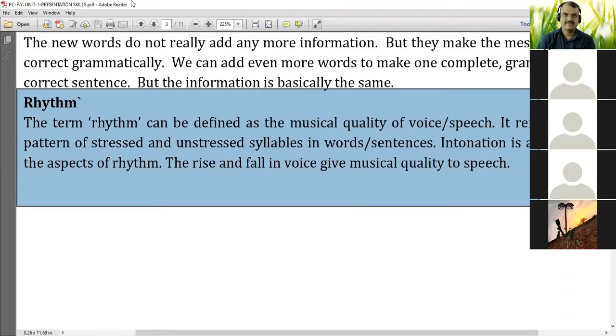Otherwise I will take a name, because you don't have the habit of taking initiative. Shubhada, roll number 3.